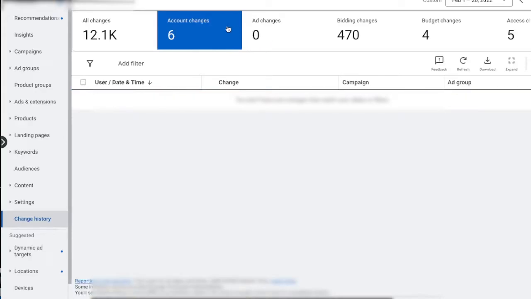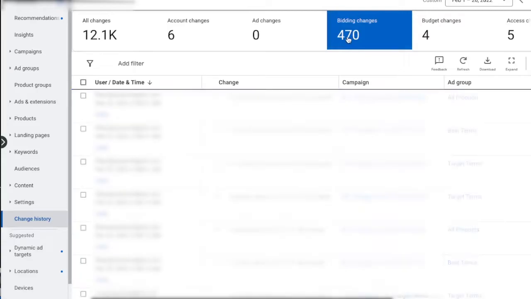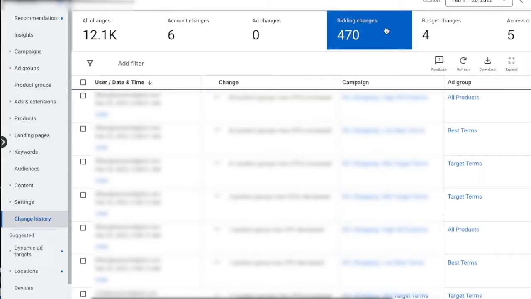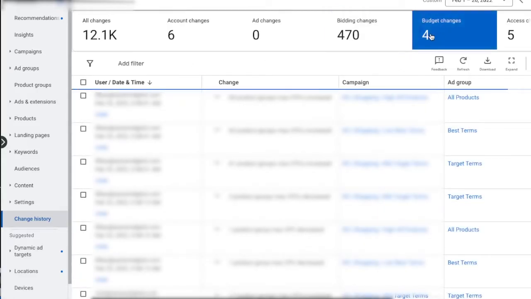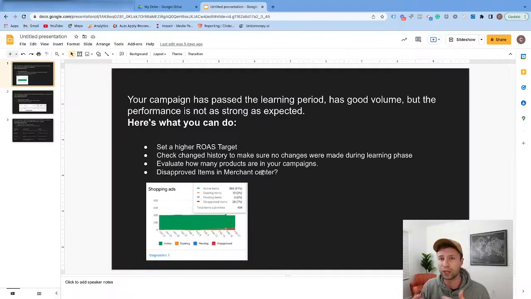To do that, I'll have a little screen. Basically, go back into your change history and see if there were any changes made in the last 14 days that may have affected that. Third thing you can do is evaluate how many products are in your campaign.